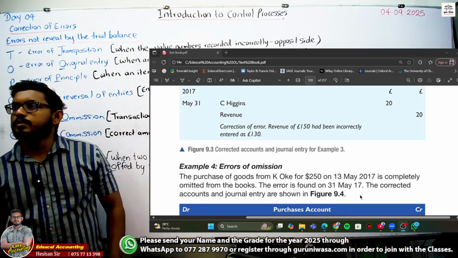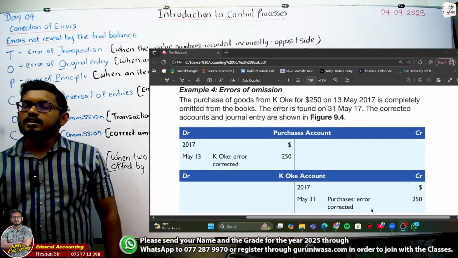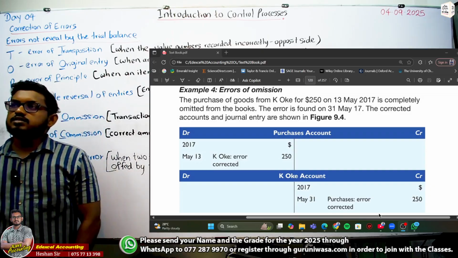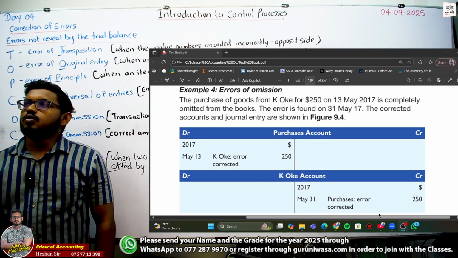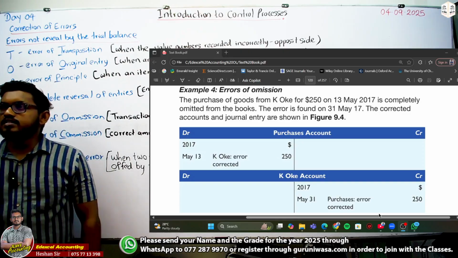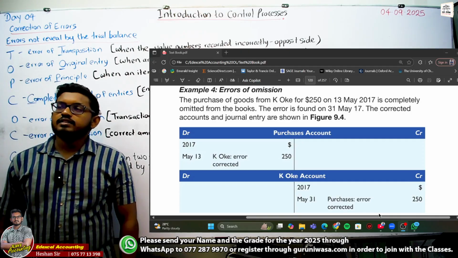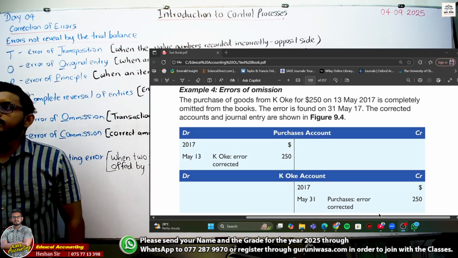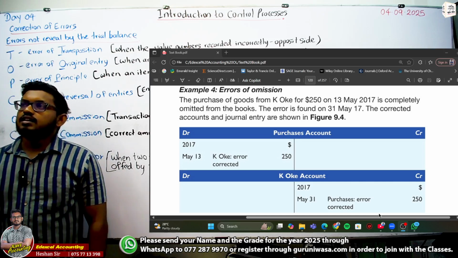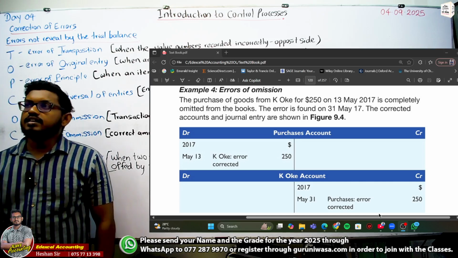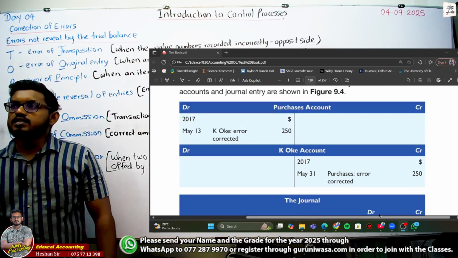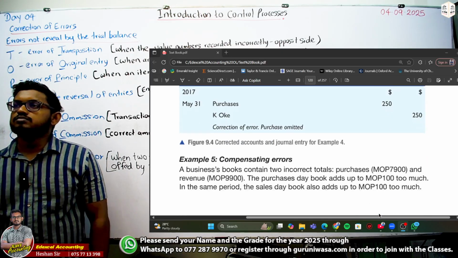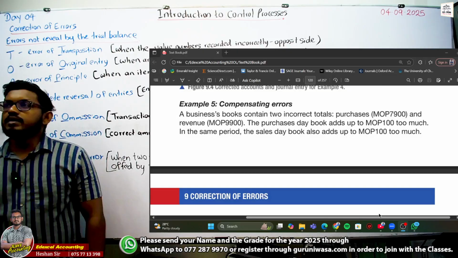Errors of commission. Commission means completely omitted. A purchase of goods from OK, right? So 250 on 30th May 2017 is completely omitted from the books. This error is found on 31st May 2017. The corrected account and journal entry are shown below. Completely omitted means we debit purchase account, credit OK's account. Then we record it.